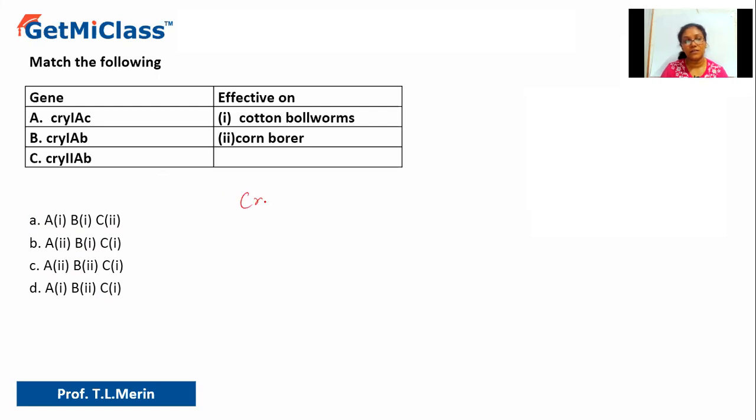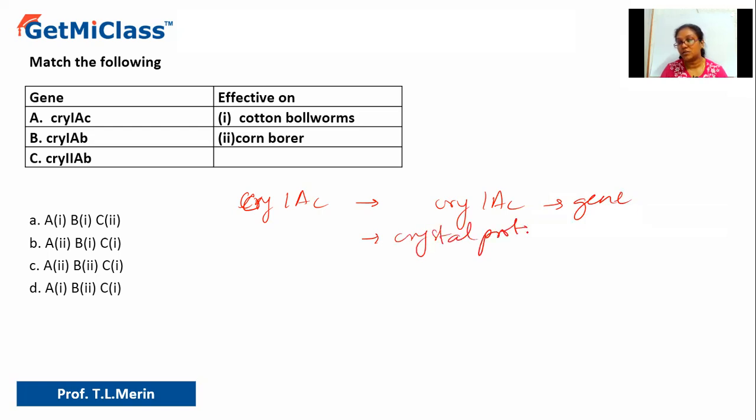So the first one, it says Cry1AC. So what is this Cry1AC? Okay, this is in small letters. So usually the genes are denoted by small letters. So cry1Ac is a gene which codes for the crystal protein. And which crystal protein are we talking about? We are talking about the Bt toxin. Yes, and this has been produced by a bacteria which is called Bacillus thuringiensis.